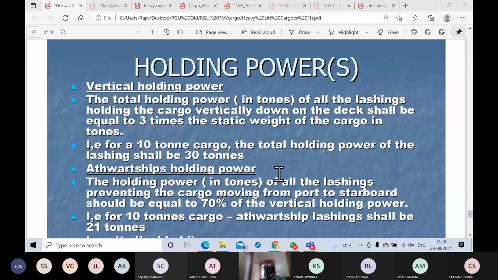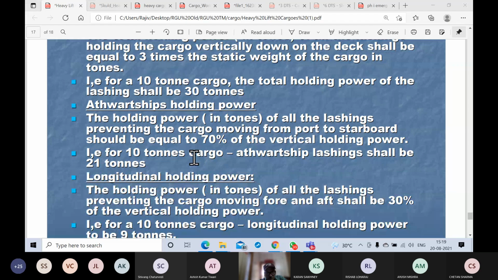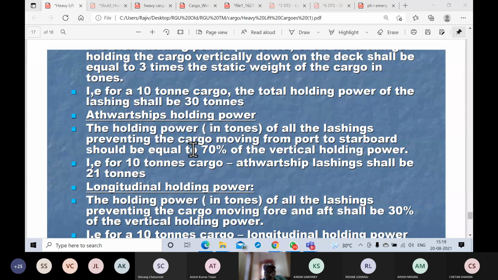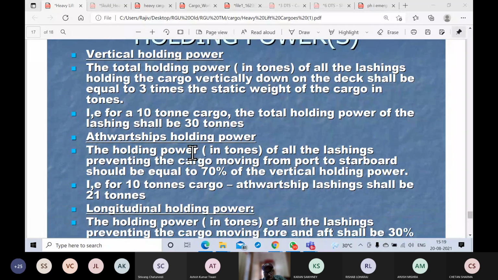Holding power, as this gentleman was discussing just now: for a 10 ton cargo, total holding power of lashing shall be 30 tons. Means what? 3 times the static weight of the cargo in tons. Vertical holding power 3 times. Athwartship holding power is 70% of the vertical holding power. So for a 10 ton cargo, athwartship lashing will be of 21 tons, 70% of the vertical holding power. If you want, you can note it down, or at least keep in mind that this is how it will be figured out.